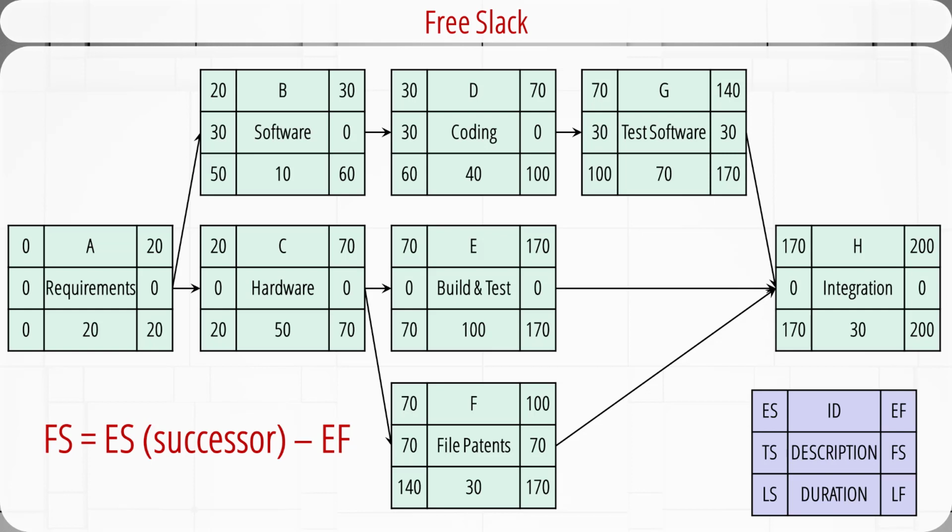Therefore, activity G and F can be delayed by 30 and 70 days respectively, without delaying their successor activity H. Other activities cannot be delayed without affecting their successors.